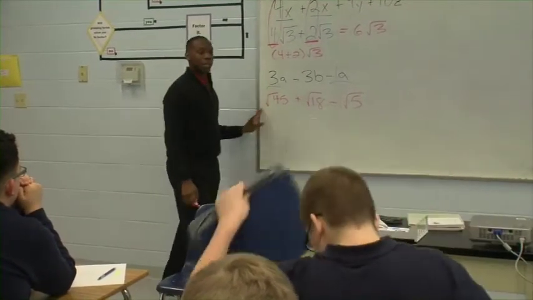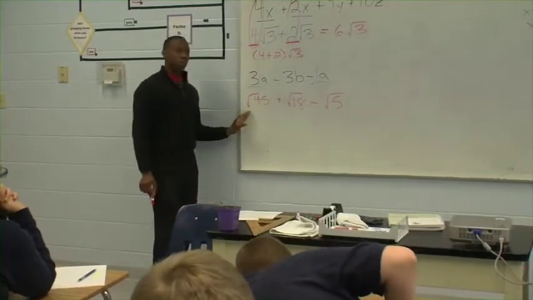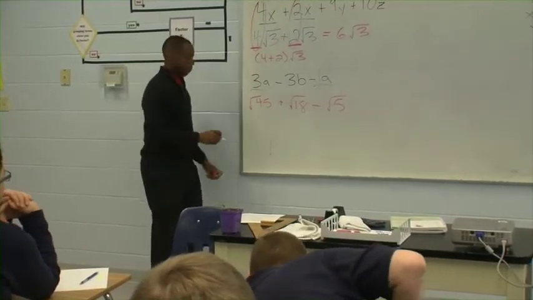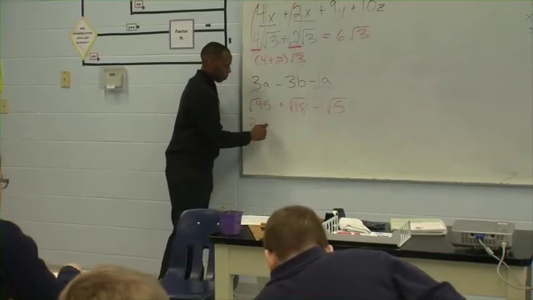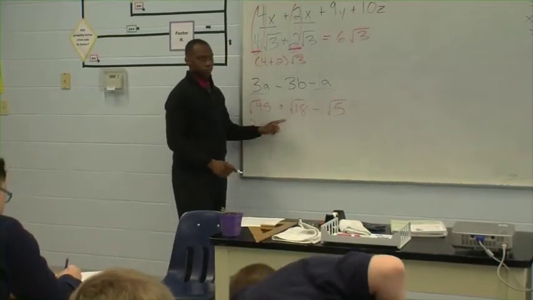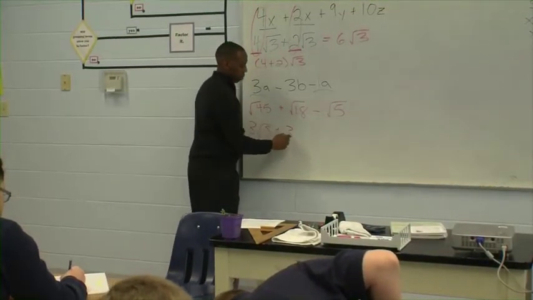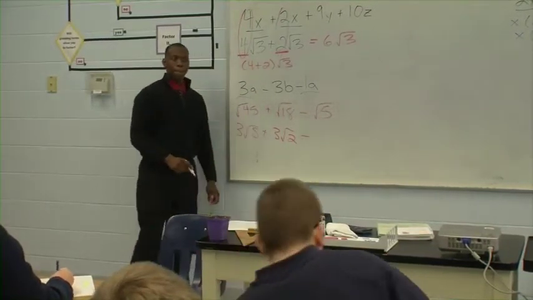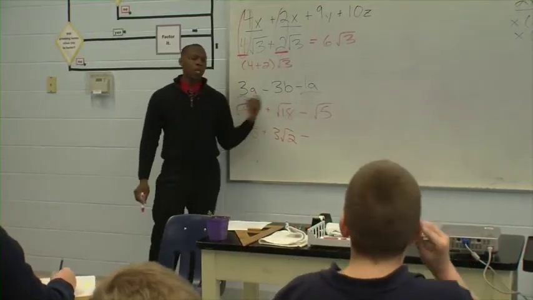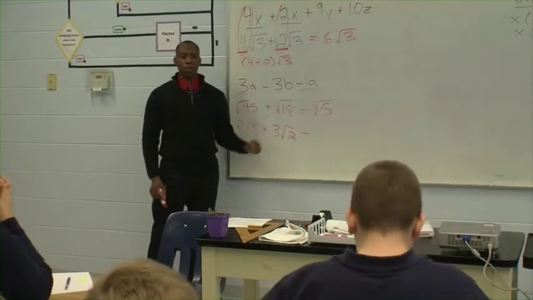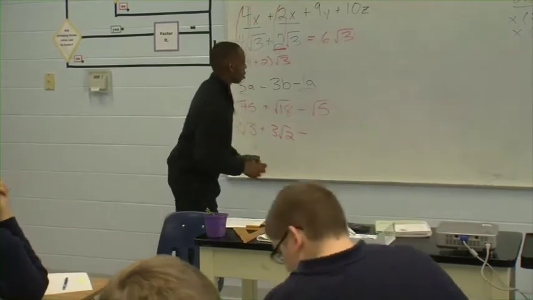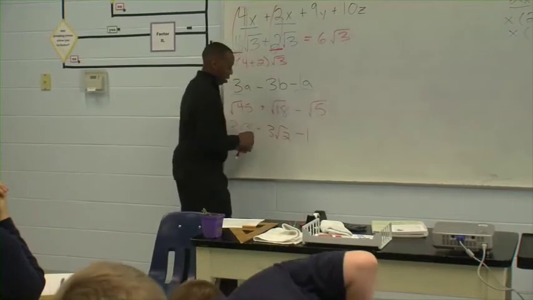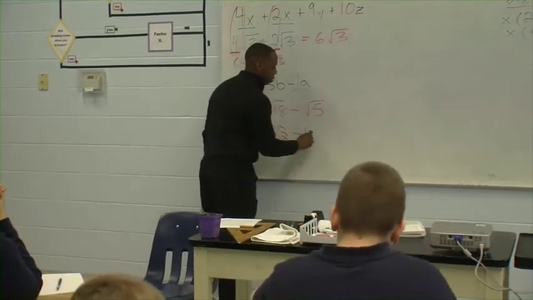So who can give me the answer to this? What is the square root of 45 simplified? 3 square root of 5. Thank you. And then plus 3 square root of 2. And then this term here, what is it? It stays the same. Okay, very good. What's the invisible term that we have here? 1. Very good. I want you all to remember that. There's a 1 sitting in front of this square root of 5.